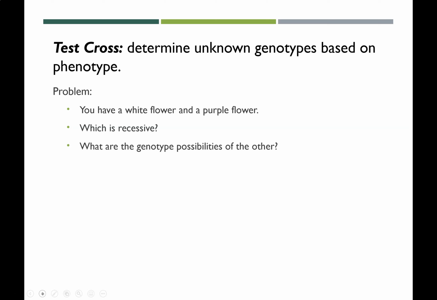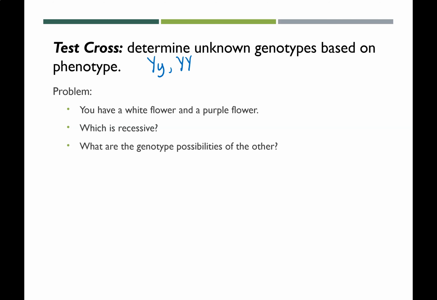All right, so let's look at a test cross. A test cross allows you to determine the unknown genotype of a dominant individual. So if you have a dominant phenotype, you could be either homozygous dominant or heterozygous. A test cross allows you to work back from the offspring that you have to see what the genotype of the parents are.